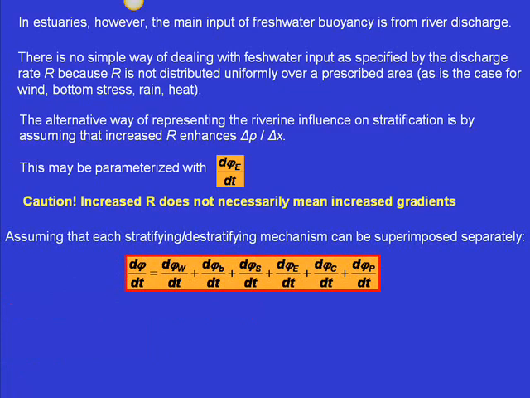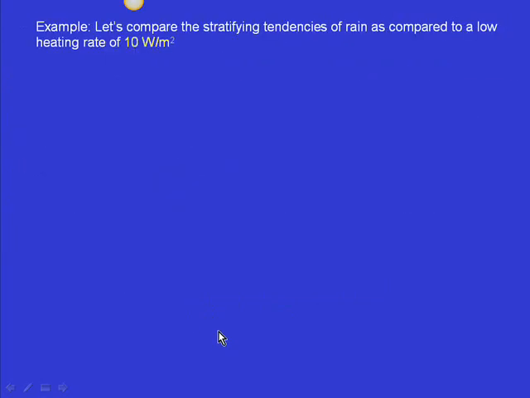So if we assume that each of these mechanisms that tend to stratify and destratify the water column can be summed independently, then the change of stratification of the water column will be a summation of all of them. We can represent the stratification in the water column by that expression. Okay, so let's look at a few examples to see how we can use these relationships in real situations.